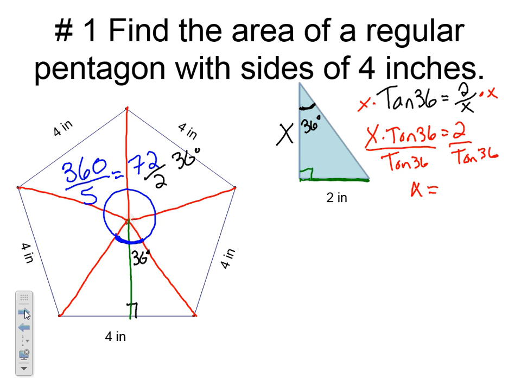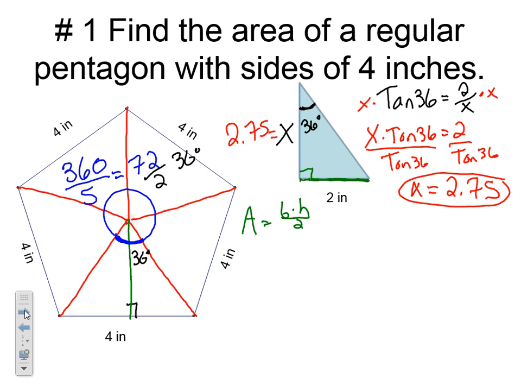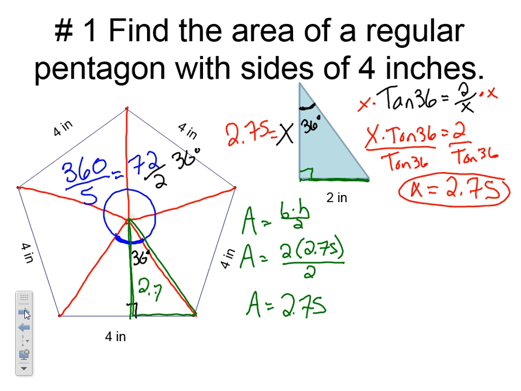And x is going to equal approximately 2.75. So that right here is my height. Now, once I know my height and my base, I can find the area of a triangle. So area equals base times height divided by 2. So my area equals, my base is 2 times my height, which is 2.75, divided by 2. The area of my small triangle is 2.75. So I'm talking about this area right here is 2.75.